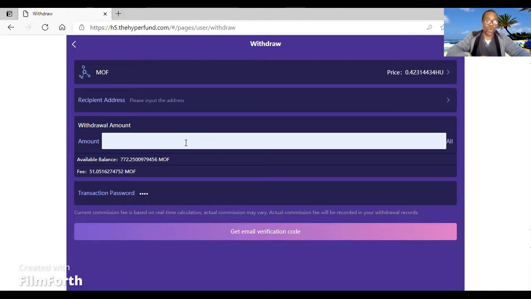So you will always keep an eye on this because it varies. It depends on the time the withdrawal is made. Sometimes when there is congestion in the network, then the mining fee will be high. But when there is less congestion, then it will be less. In this case, it is around, by approximation, 51.05 MOF.